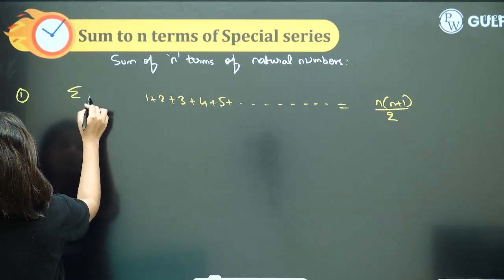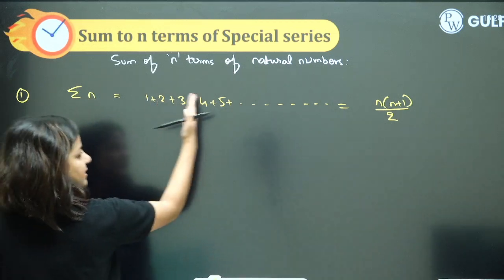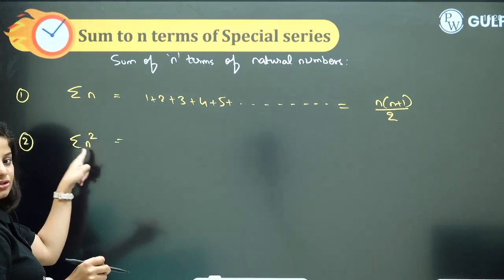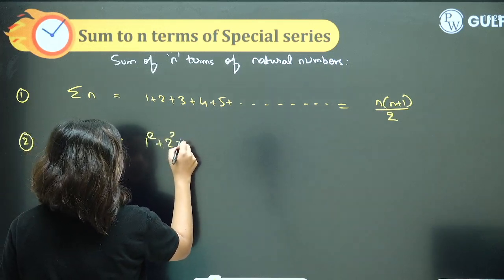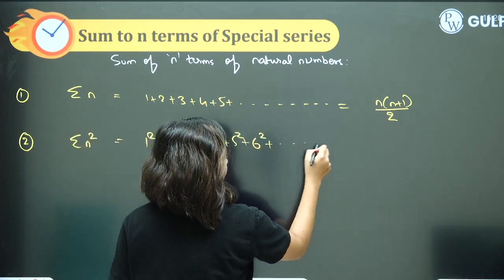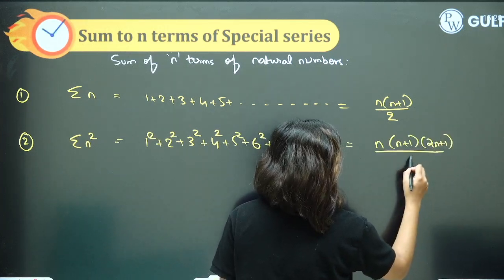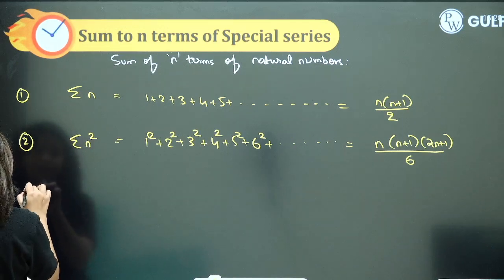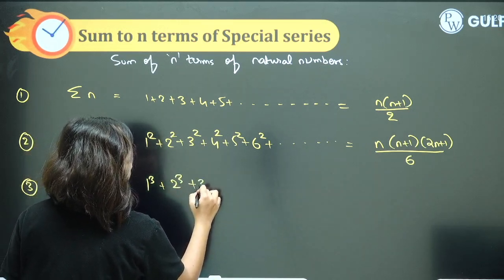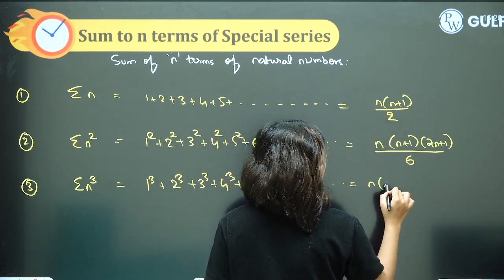This is written as summation of n. What is n? Addition of second one, summation of n square. N is natural number. Square the natural number and add. Where the natural number, what is the form? And the third one, summation of n cube, nothing but square of the first one.